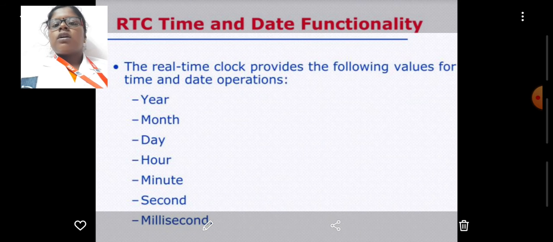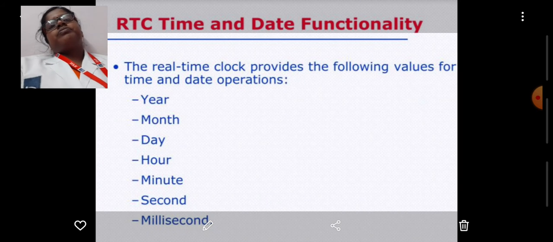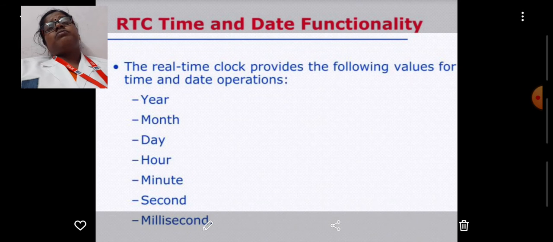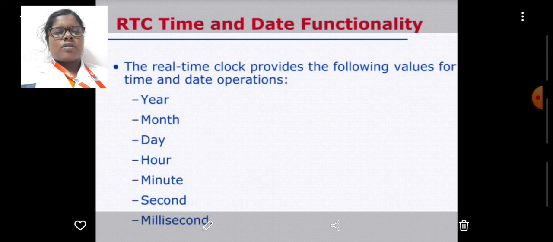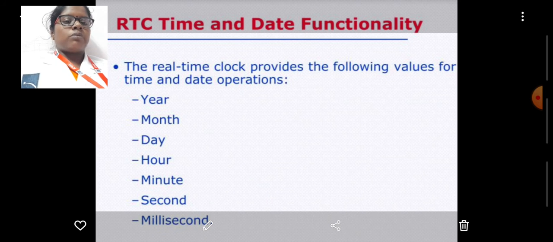For example, we can say multiple real-time applications. One of the real-time examples is security camera footage, because we don't want to change the time or the year and month of the footage.